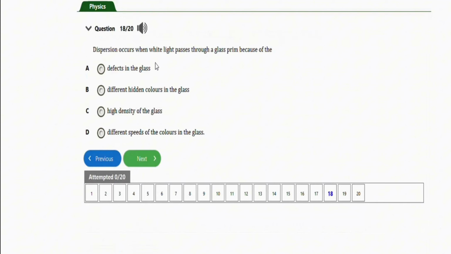The next question is this one. It says dispersion occurs when white light passes through a glass prism because of the real defects in the glass, different hidden colors in the glass, high density of the glass, different speeds of the colors in the glass. So the correct option to this question will be option D, which is different speeds of the colors in the glass.